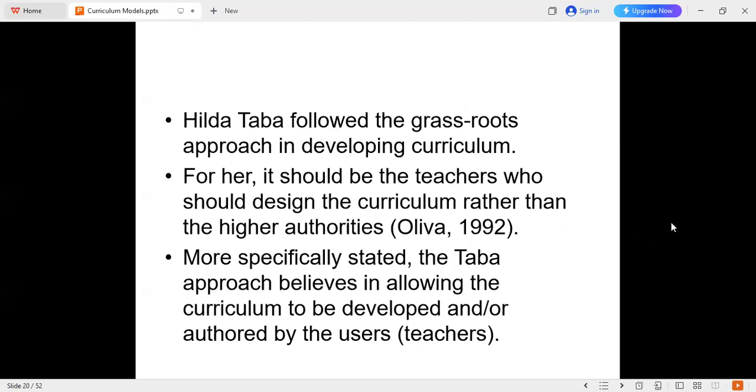Hilda Taba followed the grassroots approach in developing curriculum. That is what I explained. For her, it should be the teachers who design the curriculum rather than the higher authorities. Oliva in 1992 pointed out that.